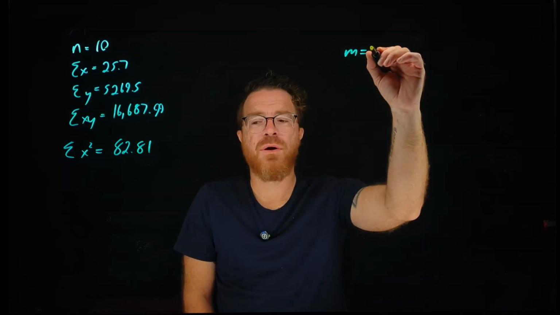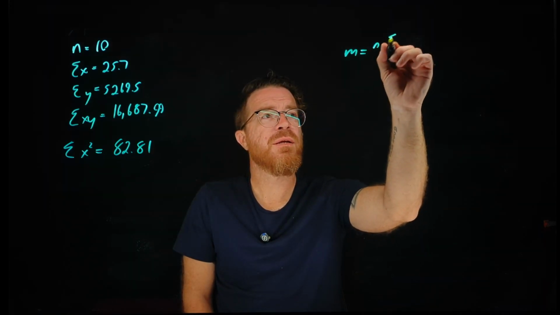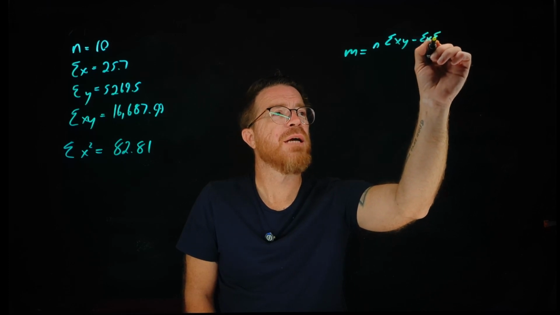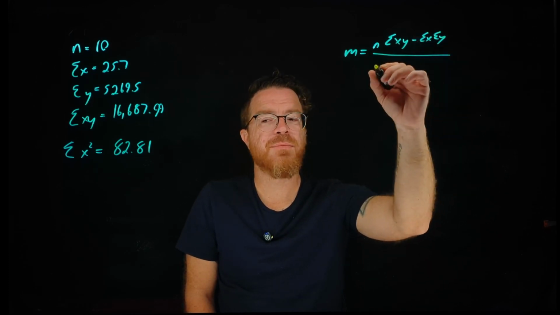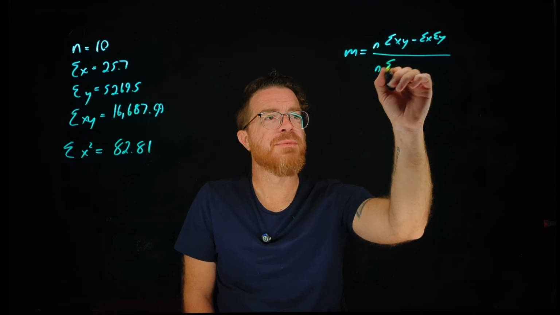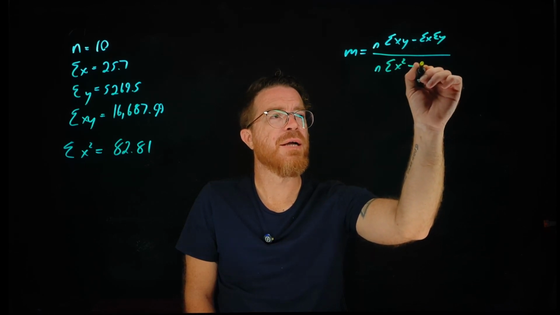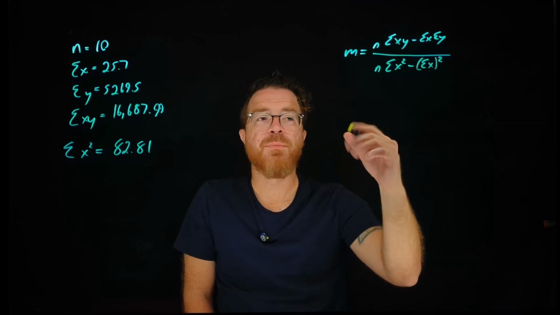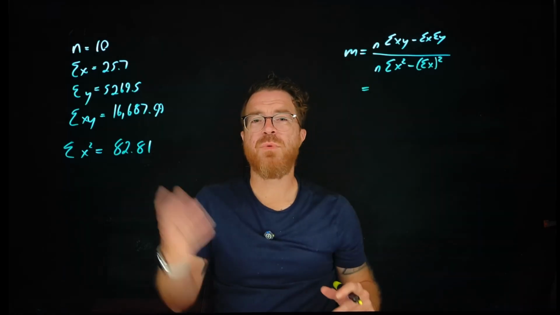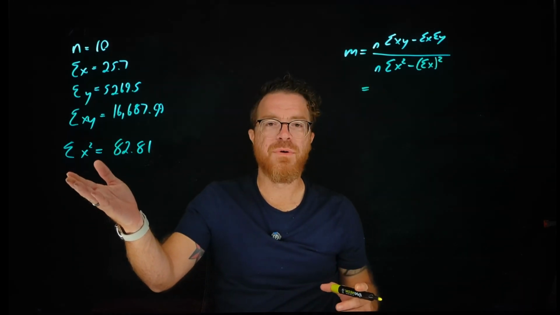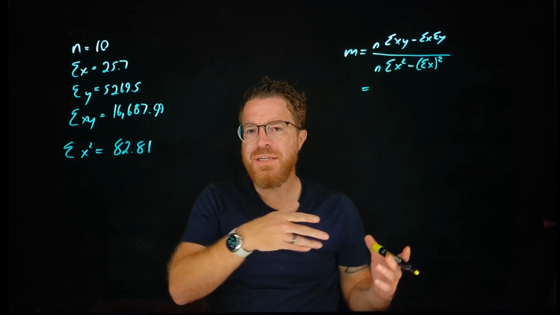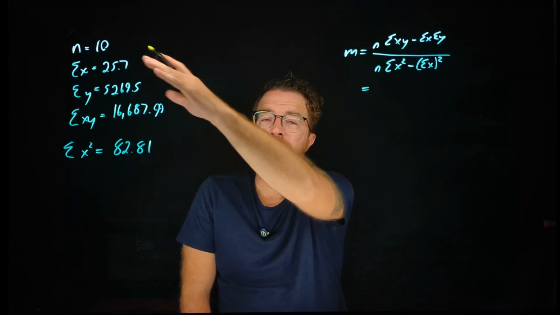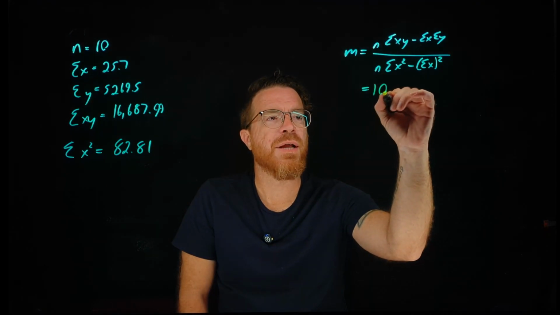So if you remember, our m is going to be equal to n times sum of xy minus the sum of x times the sum of y, divided by n times the sum of x squared minus the sum of x's squared. And we're going to plug each of these values in. By the way, this is why we didn't include the sum of y squared from that prior example, because we don't need it for this. So in this case, we had 10 data points, so we're going to plug in 10 for n.